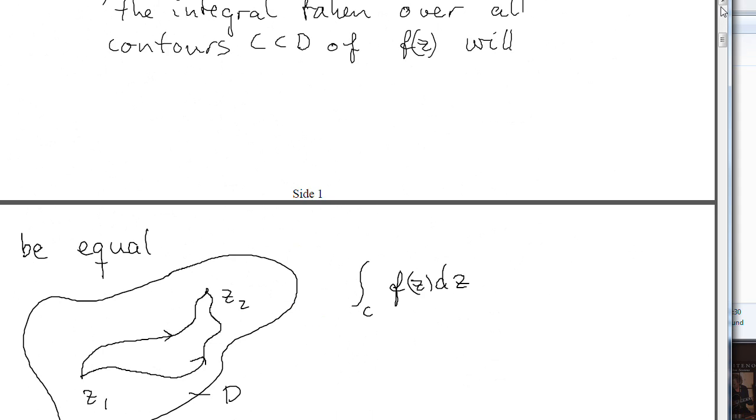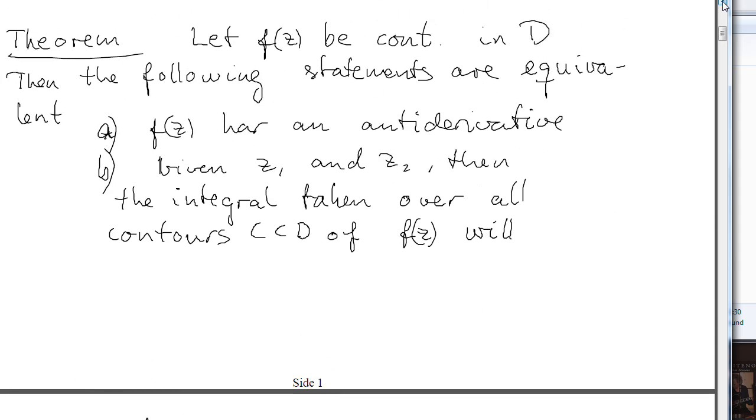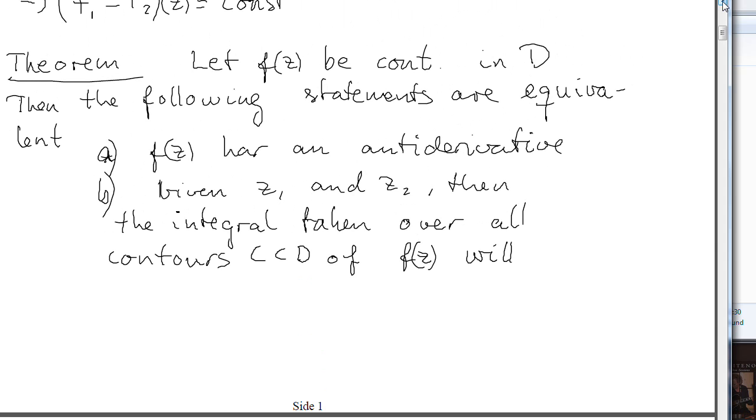Here is another theorem. Let f of z be continuous in the domain D. Then the following statements are equivalent. Equivalent means that this statement implies this statement, and this statement implies this statement. So the two statements are the following. f of z has an antiderivative.